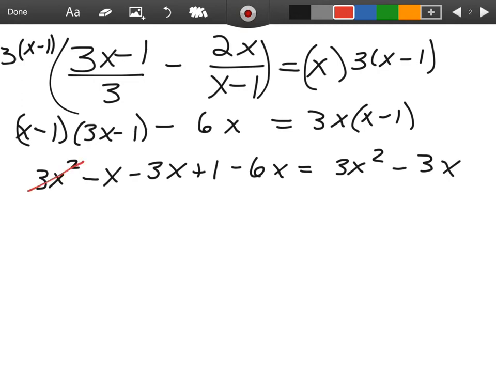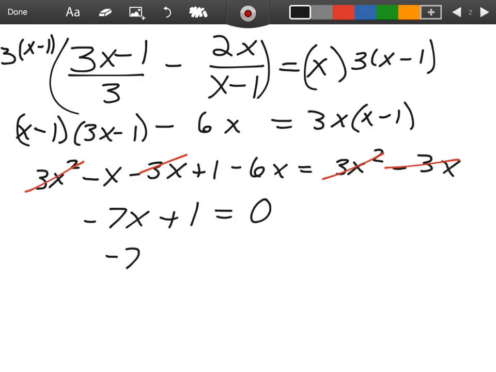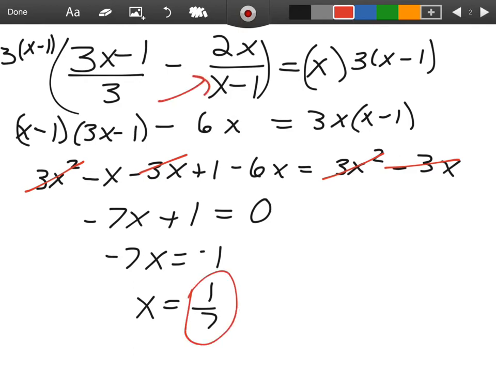Now you can see that 3x squares will cancel, and so will the negative 3x's. So I end up with negative 7x plus 1 equals 0. So we have negative 7x equals negative 1, or x equals 1/7. So you can check this one just like the other one, but when you plug that in here, that's the only place where it goes in. It's not going to cause 0. So this is our only solution, x equal to 1/7.